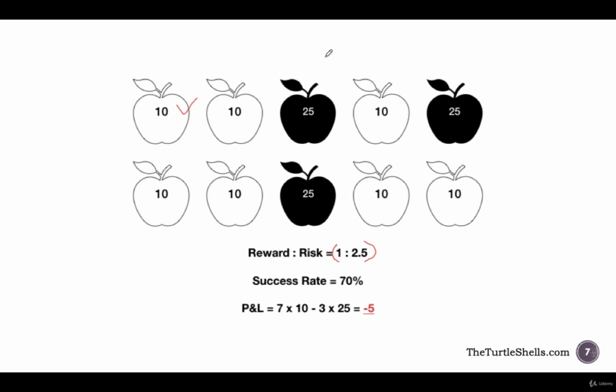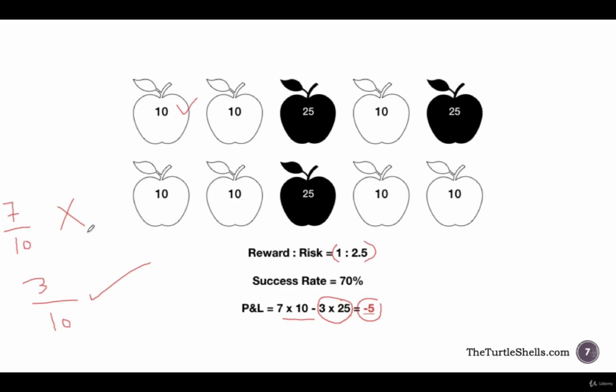So my loss here is 25, 25, 25, that's 75. And my gain is 10 into 7, which is 70. So I lose money. Now my success rate is 70%, but I still lose money. Initially my success rate was 3:10 and I was making money. Now my success rate is 7:10, which is very good, but I'm losing money.